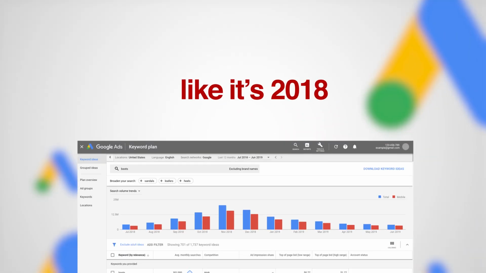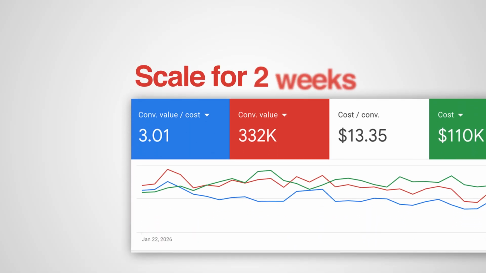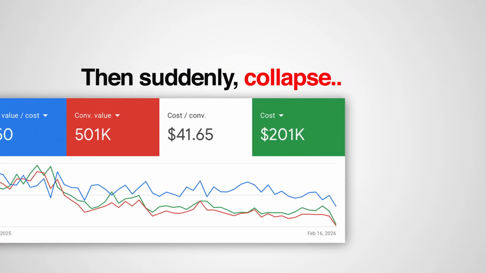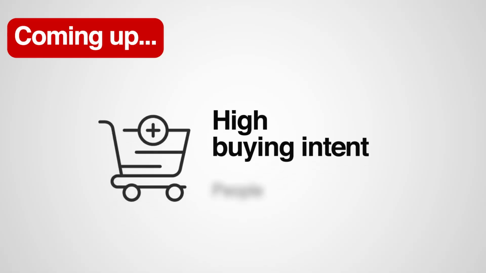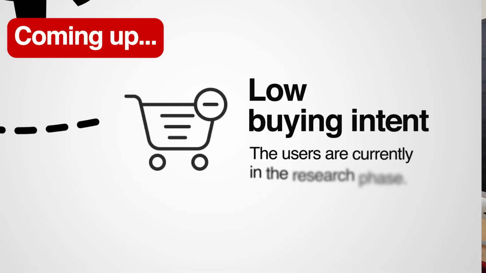Way too many e-commerce brands are doing keyword research like it's 2018. That's why their Google Ads strategies scale for 2 weeks, then suddenly collapse. In this video, I'll show you the keyword strategy for 2026 that actually works with Google's algorithm and not against it.